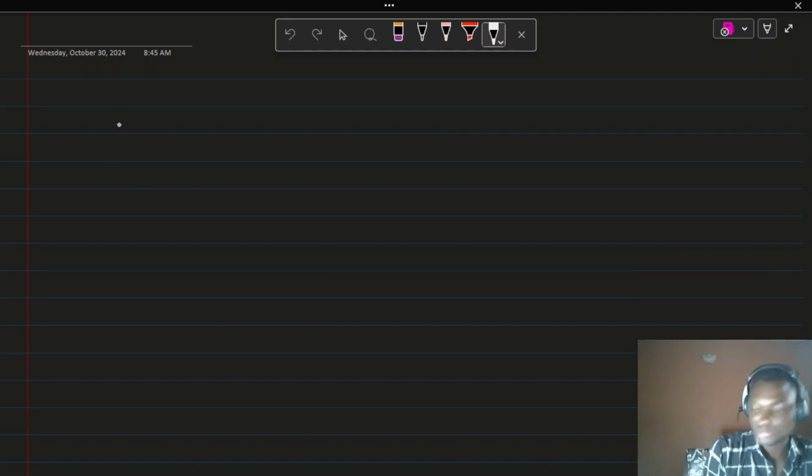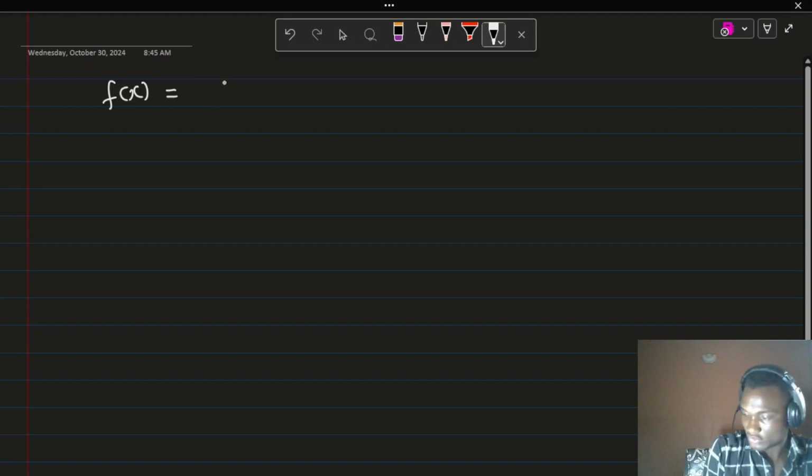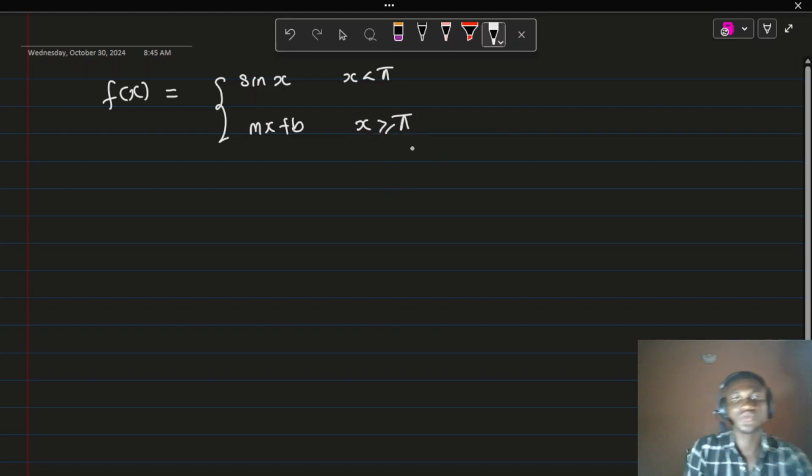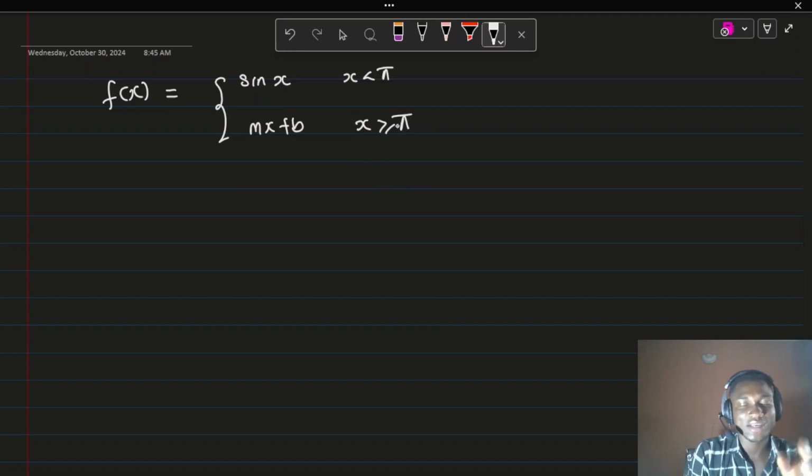Alright, we are asked to show that this function here is continuous, and we also have to find some values. So let me write out the question. I have sine x for x less than pi, then we have mx plus b for x greater than or equal to pi. So we have to show that this function here is continuous at x equal to pi, and also we want to find the value of m and b. Solution.